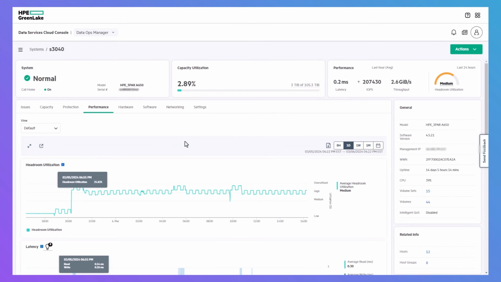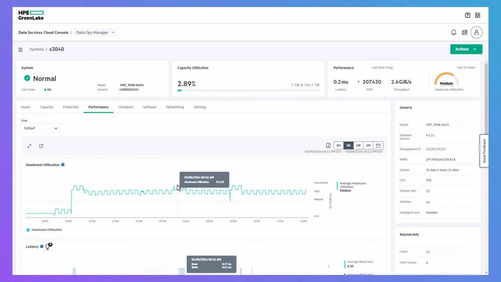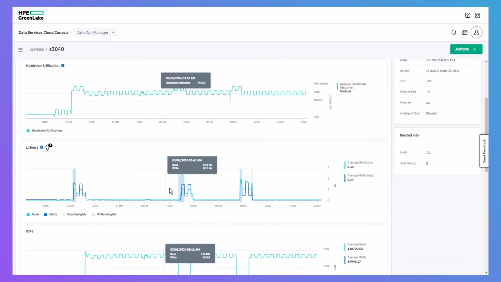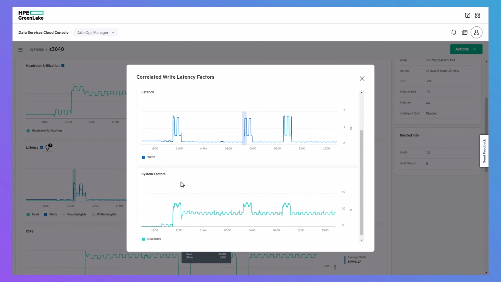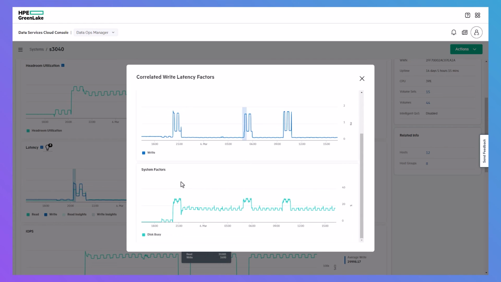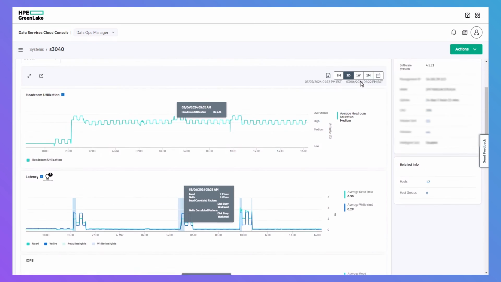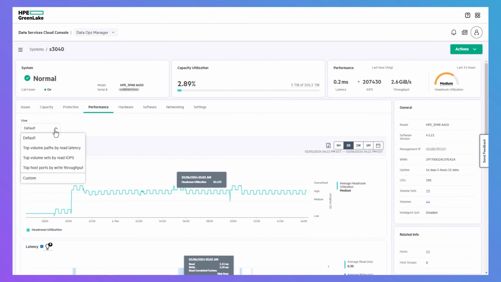I do want to mention that some of these features are currently deployed only for HPE GreenLake for block storage. This is an HPE Primera. Primera and Alletra 9000 both support the total system headroom and the latency factors. And all models of storage have the ability to do custom performance reporting.